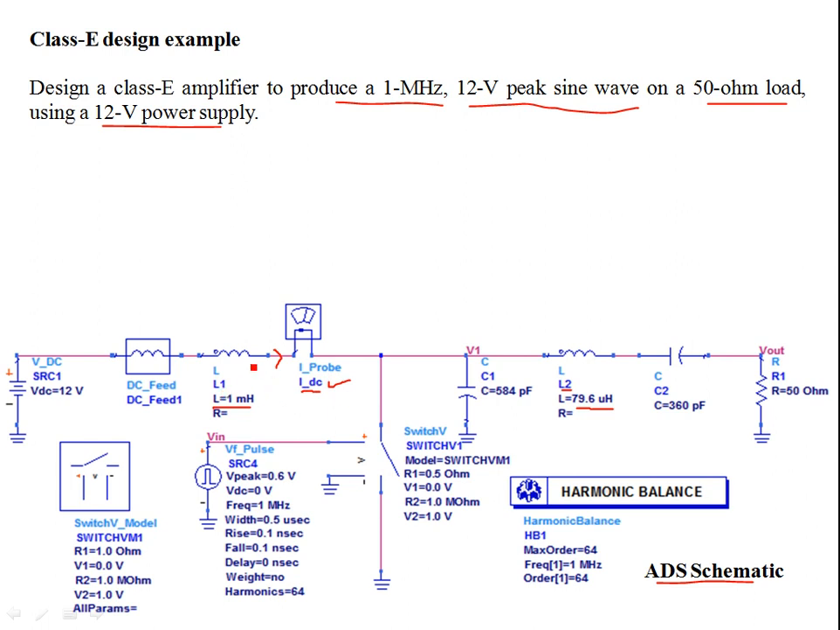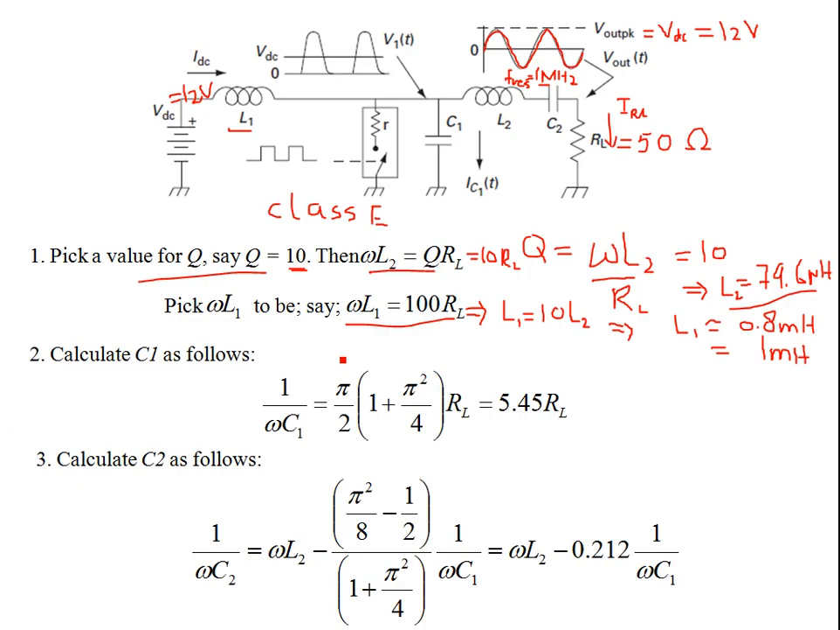Because you see, at DC this inductor is a short circuit. But for AC, the inductance is huge, so it's going to choke any AC signal, and you should expect a constant current through this probe. This probe is going to measure a constant current. Now, how to calculate C1: we use the second design equation.